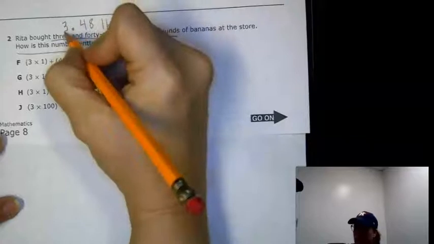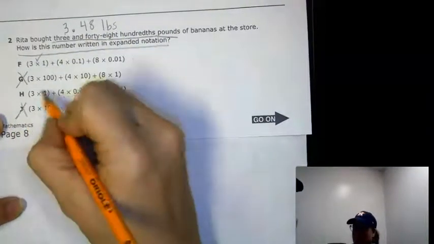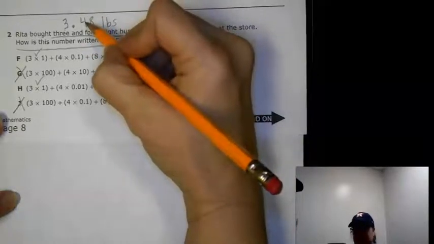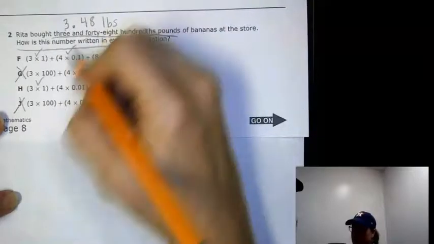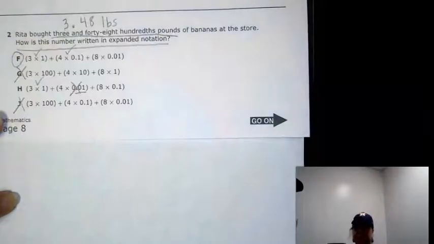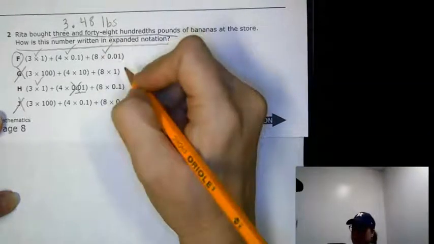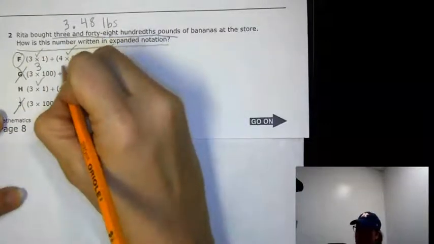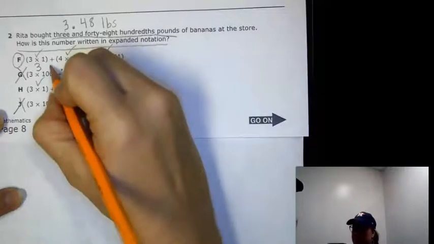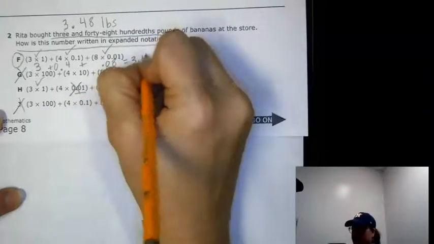Well, this 3 is worth 3 ones, so I'm looking for 3 times 1. 3 times 1 here. No. And no. Okay, so it's in between F and H. Now I'm looking for 4 tenths. 4 times 1 tenth. 4 times 1 tenth. 4 times 100th. That's the hundredths place, so this is not right, so our answer is F. Go ahead and check and make sure the 8s are hundredths. Yes, 8 times 100th is 8 hundredths. Okay, so this number looks like 3 and 4, 8. Okay, so I have 3 plus 4 tenths plus 8 hundredths. 3 and 48 hundredths.